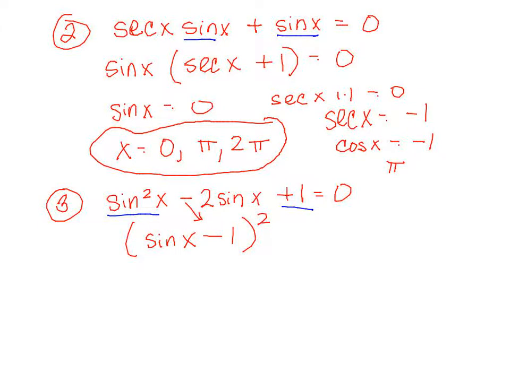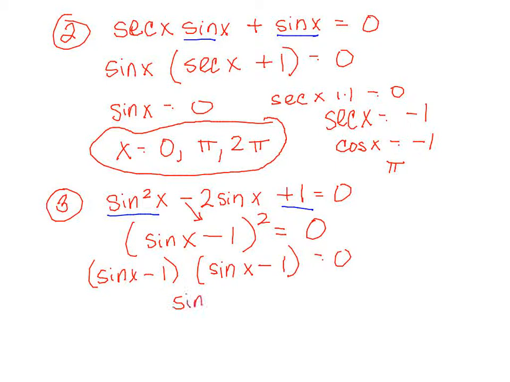We're taking this perfect square trinomial and rewriting it as a binomial squared. Now, if you didn't see that, you certainly could have written it as sine of x minus 1 times sine of x minus 1. We are factoring this trinomial. So, basically all we have to do is set one of these, sine of x minus 1, equal to 0, and solve.